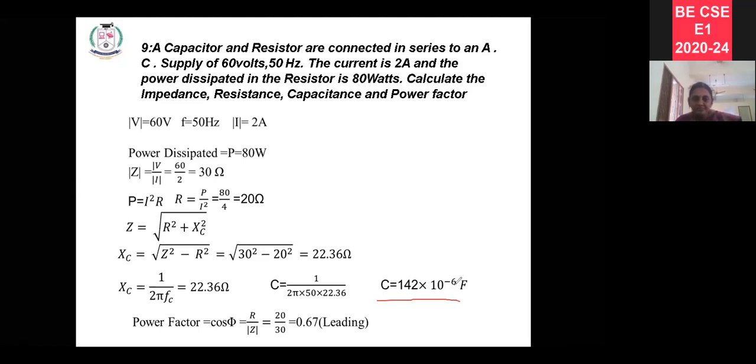Okay, next, power factor. Power factor cos phi is equal to R by Z. Resistance we had calculated, Z also we had calculated as 30. So substitute 20 by 30, we will get 0.68. Clear, ma?